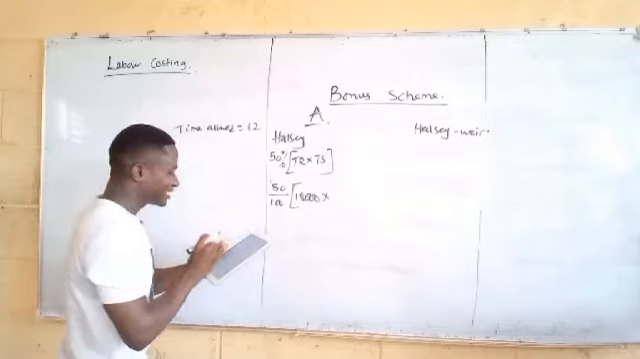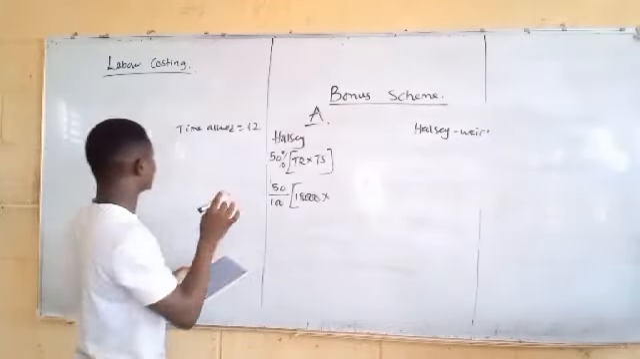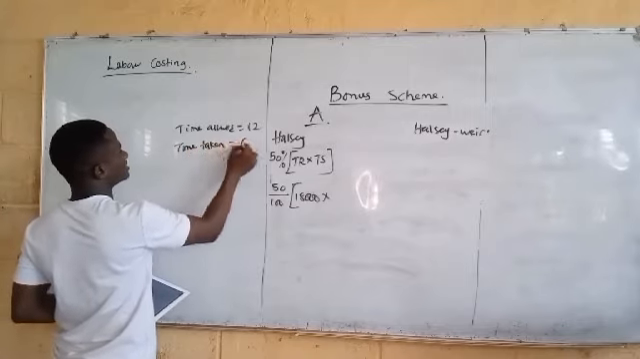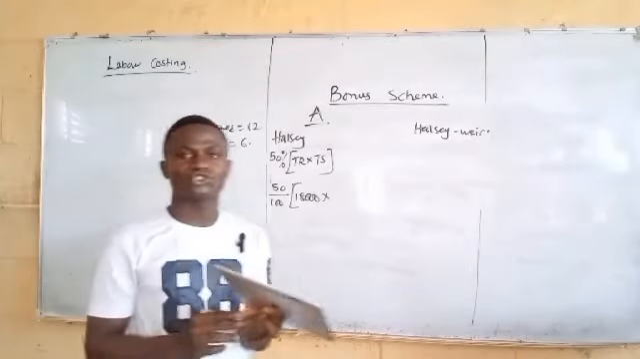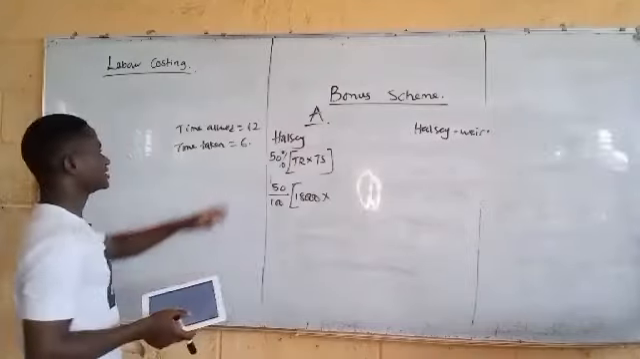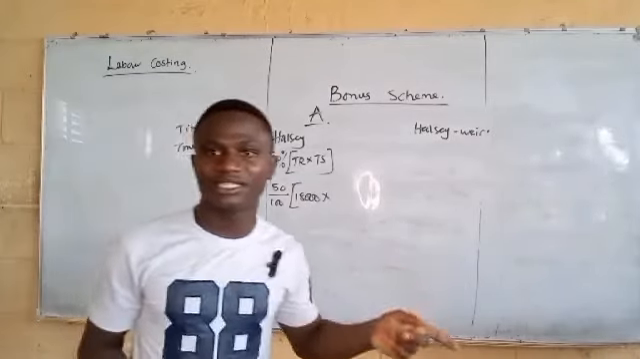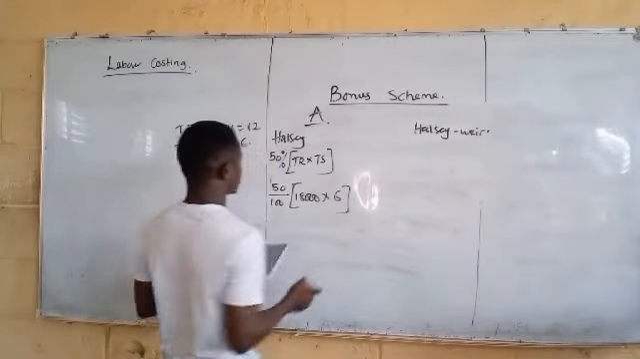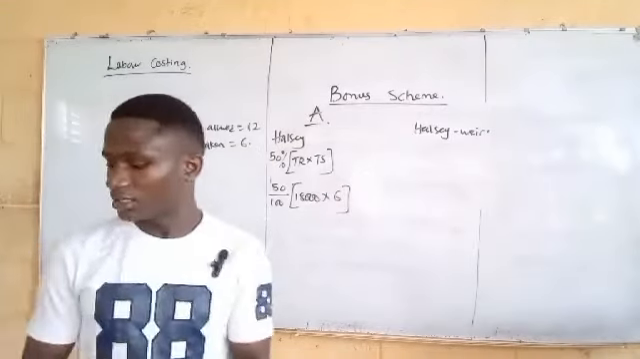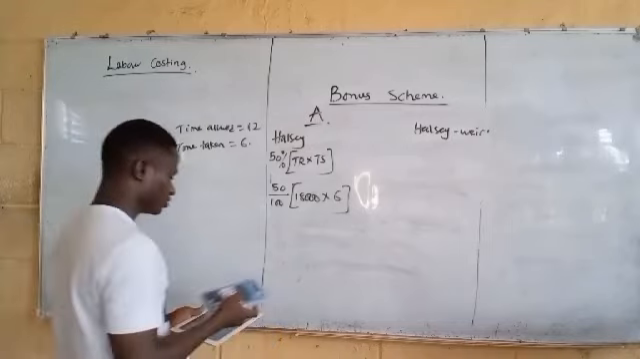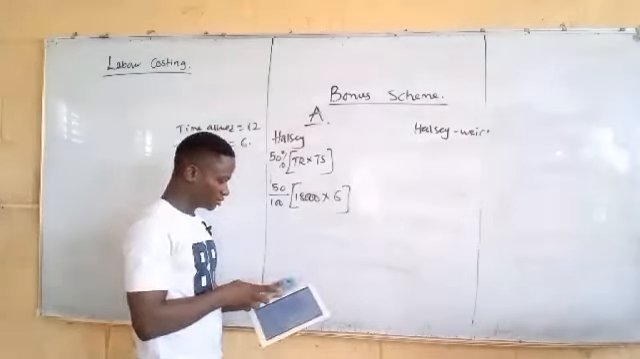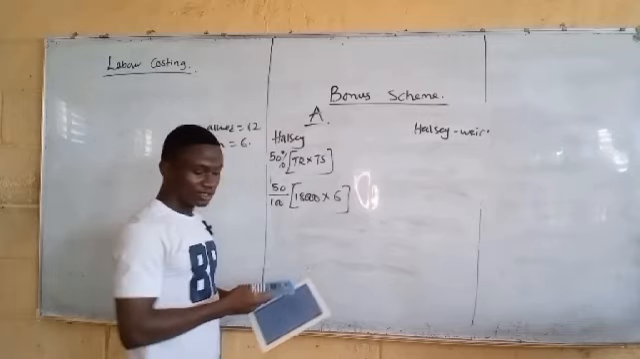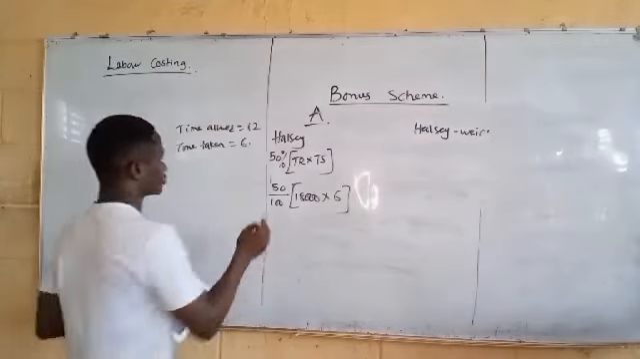Now they said time taken by A is 6 hours. So if A is meant to spend 12 hours, and A ends up spending 6 hours, definitely A has saved 6 hours. So 18,000 times 6 will give us the bonus under RC. So if you punch your calculator, 18,000 times 6 times 50%, the bonus will be 54,000 under RC.